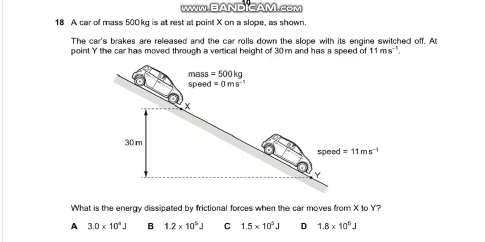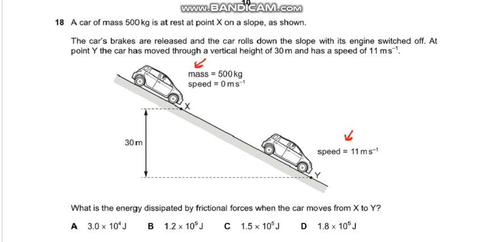Question number 18 says a car of mass 500 kg is at rest at point X on a slope as shown. The car's brakes are applied and the car rolls down the slope with its engine switched off. At point Y, the car has moved through a vertical height of 30 meters and has a speed of 11 meters per second. What is the energy dissipated by the frictional forces when the car moves from X to Y? So what we need to do is find the potential energy at point X, and then find the kinetic energy at point Y. The difference between the energies would be the frictional energy.